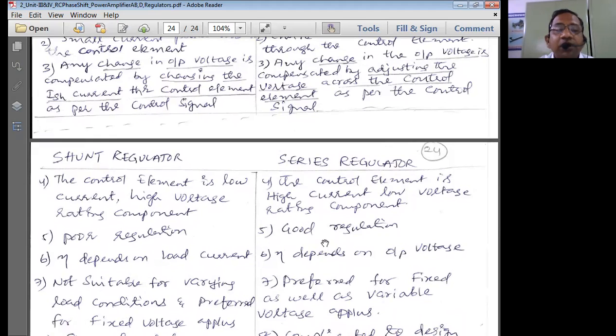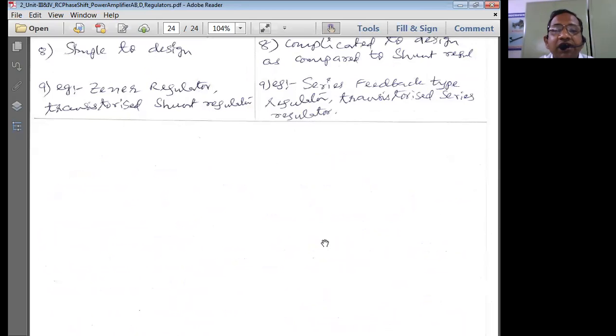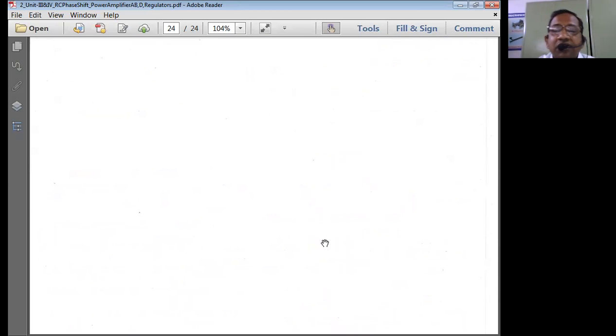Next session, we will discuss in depth, in detail, the transistorized regulators. That means we consider the practical circuit and we discuss how regulation is achieved by these practical circuits.